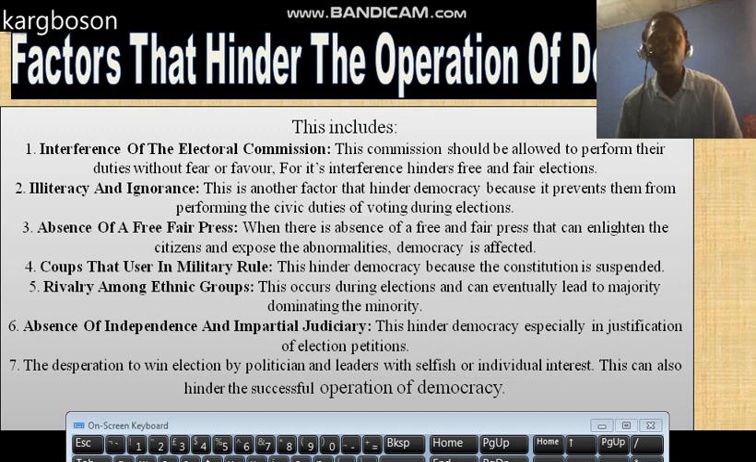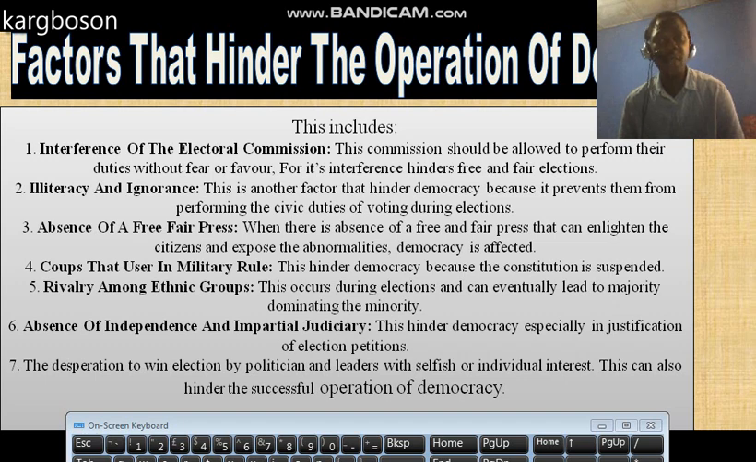Then another one is a coup, that is, military rule. This hinders democracy because the constitution is suspended. When there is a military coup, there is a suspension of the constitution of the state, and if the constitution is suspended, it means there is no guarantee for fundamental human rights.